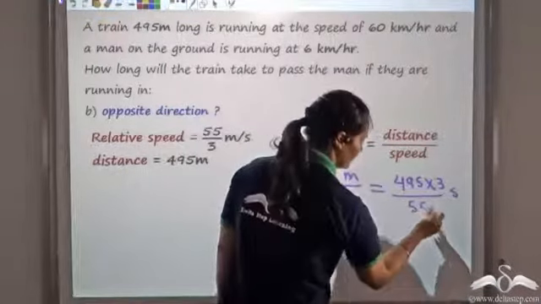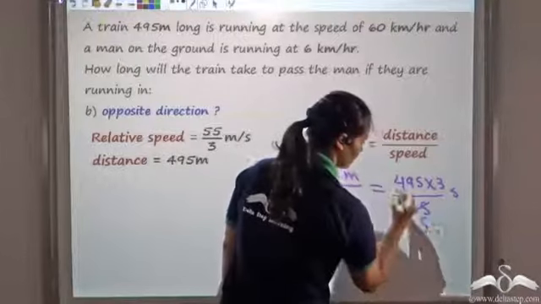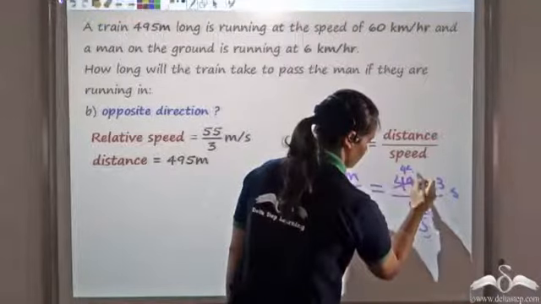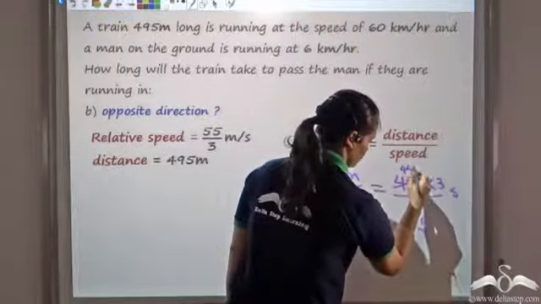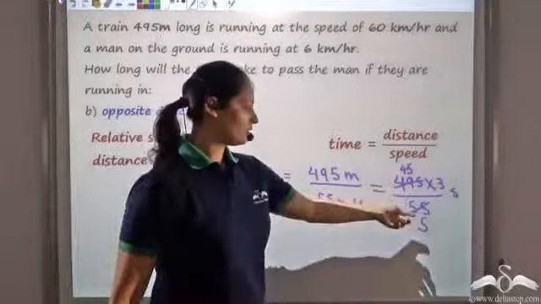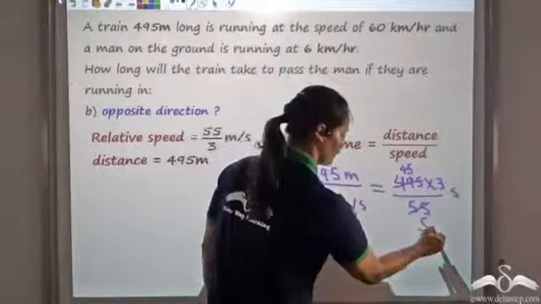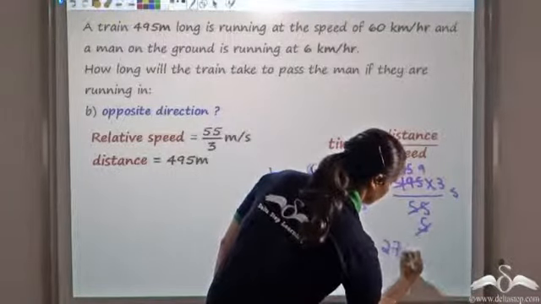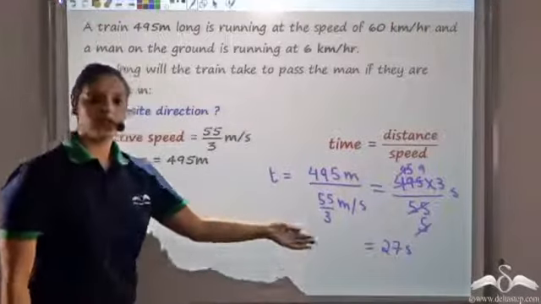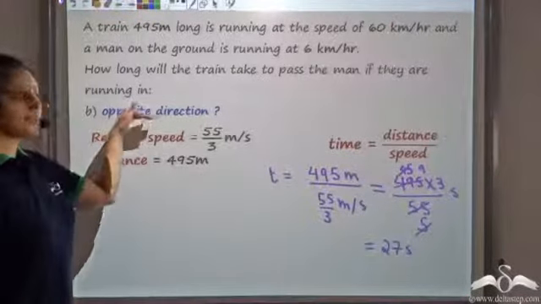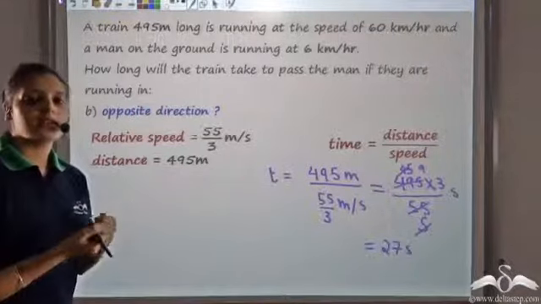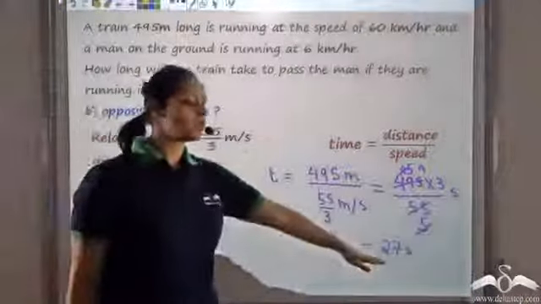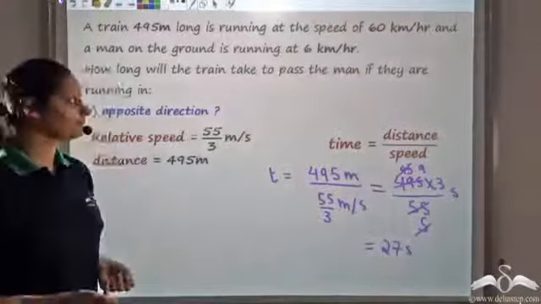So dividing the 2 by 11, 11 5s are 55, 11 45s are 495. So I get 45 into 3 by 5. Further I can divide this by 5, 9. So I get 9 into 3, which is 27 seconds. That is, it would take 27 seconds to cross the man if the train and the man are running in the opposite direction. The train would take just 27 seconds to cross the man.